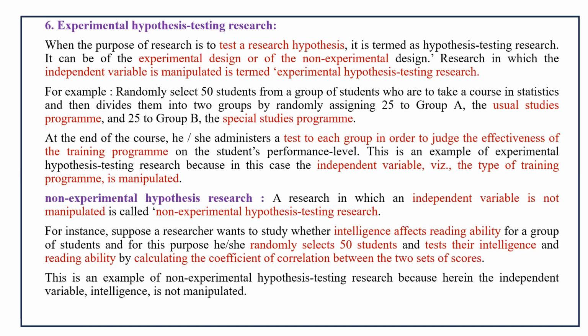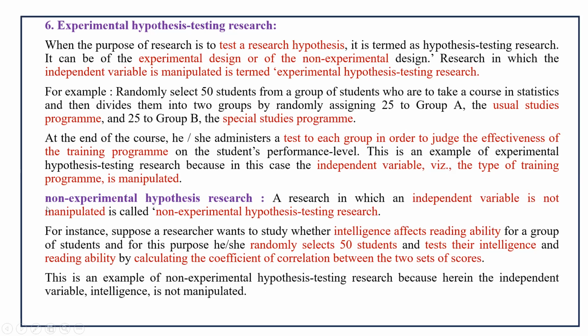Why? Because here you are changing the independent variable, as we have seen that the independent variable has to be manipulated. So here we have changed the independent variable. For example, the type of training program is manipulated. For group A, we have given the usual statistical program, and for group B students, we have given the special statistical study program, right? So we have manipulated the independent variable here.